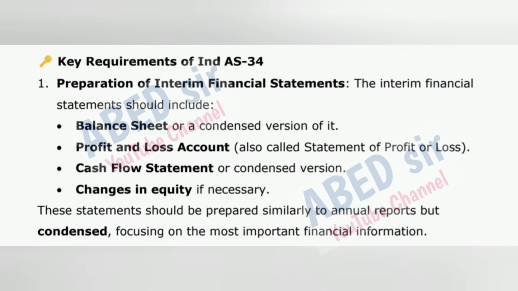Key requirements of IND AS 34. 1. Preparation of interim financial statements. The interim financial statements should include balance sheet or a condensed version of it, profit and loss account, also called statement of profit or loss, cash flow statement or condensed version, changes in equity if necessary. These statements should be prepared similarly to annual reports but condensed, focusing on the most important financial information.